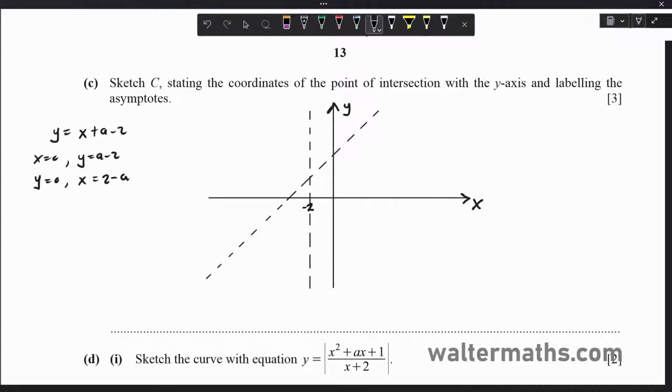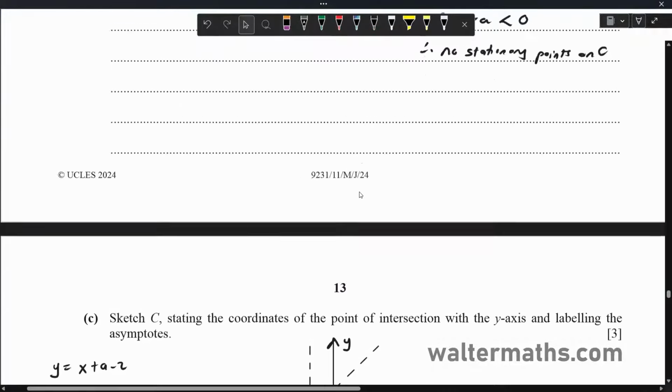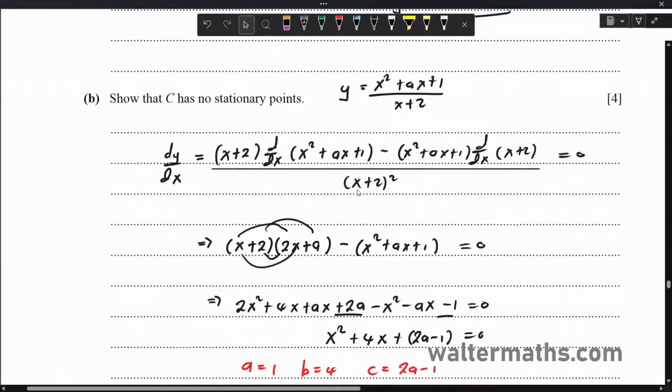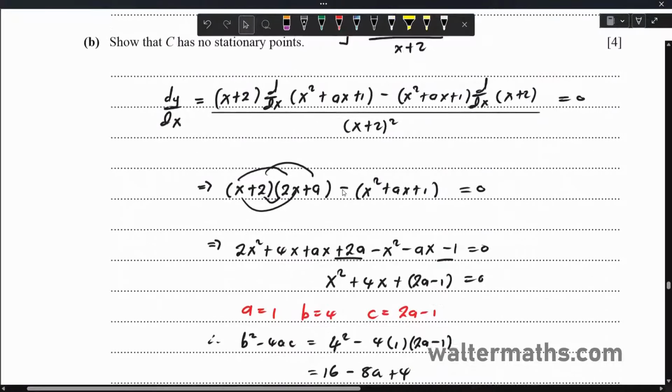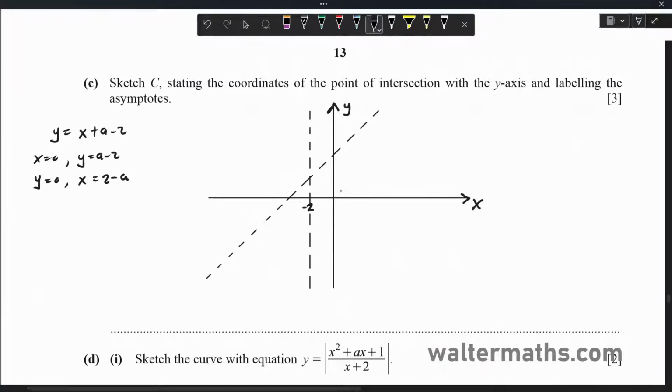Now we know that we have an oblique asymptote here, and we've also established in part B that there are no stationary points on C. So this is a type of graph. Since there are no stationary points, it can either be a type of graph like this one, but this type here will have stationary points, so that's not the one. So it has to be this type of graph that we are supposed to sketch. All right. And it should come like this.